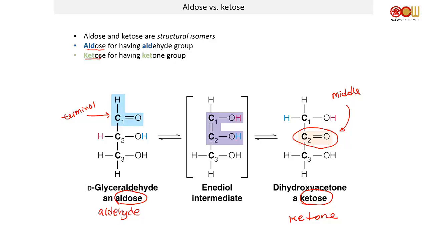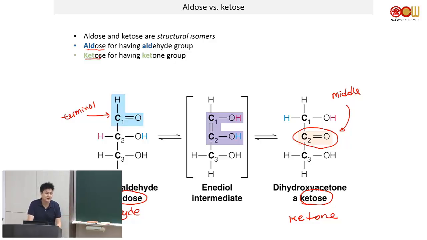And switching between aldose and ketose is actually not very difficult. It's usually catalyzed by an enzyme, so usually we use an enzyme to do this process. And next semester, when we learn about biochemistry 2, you will see that this is the second step in glycolysis. Okay, but we'll talk about that next semester.